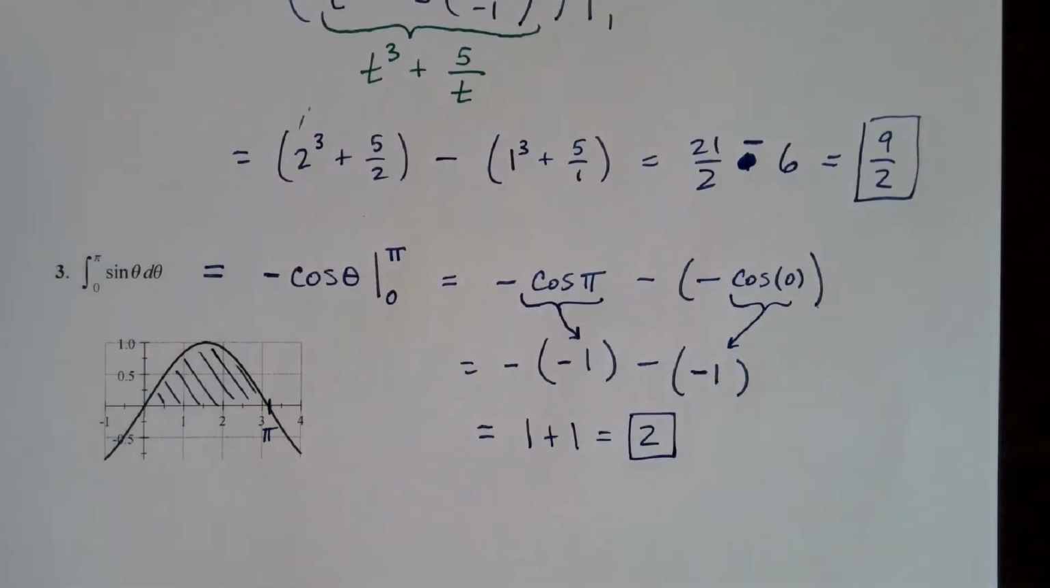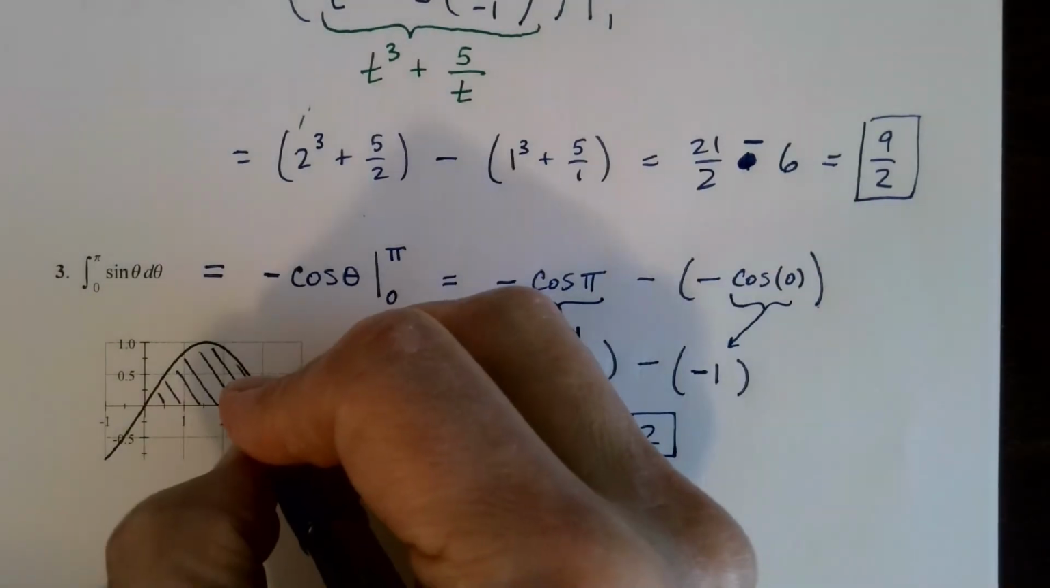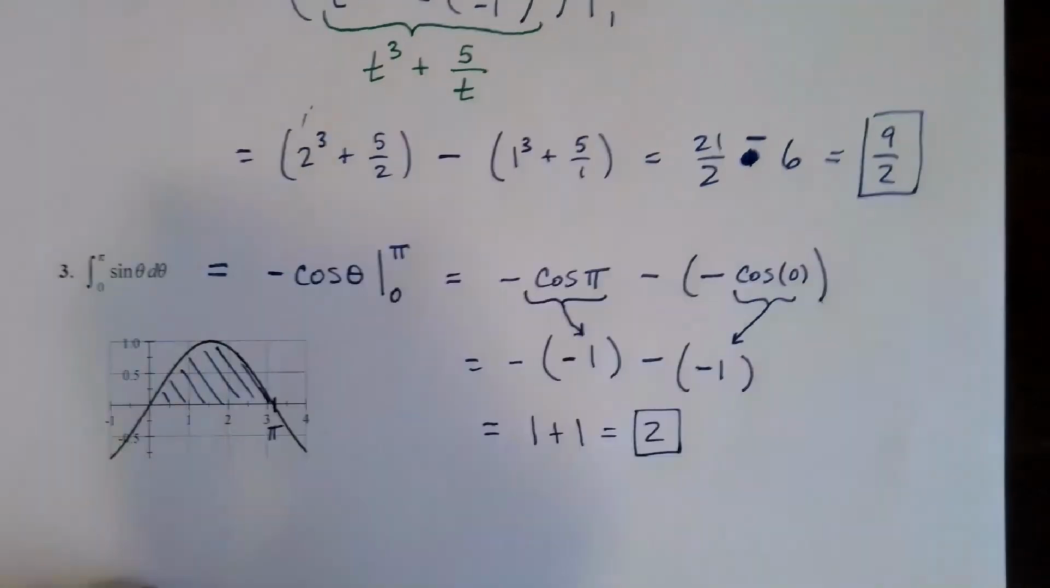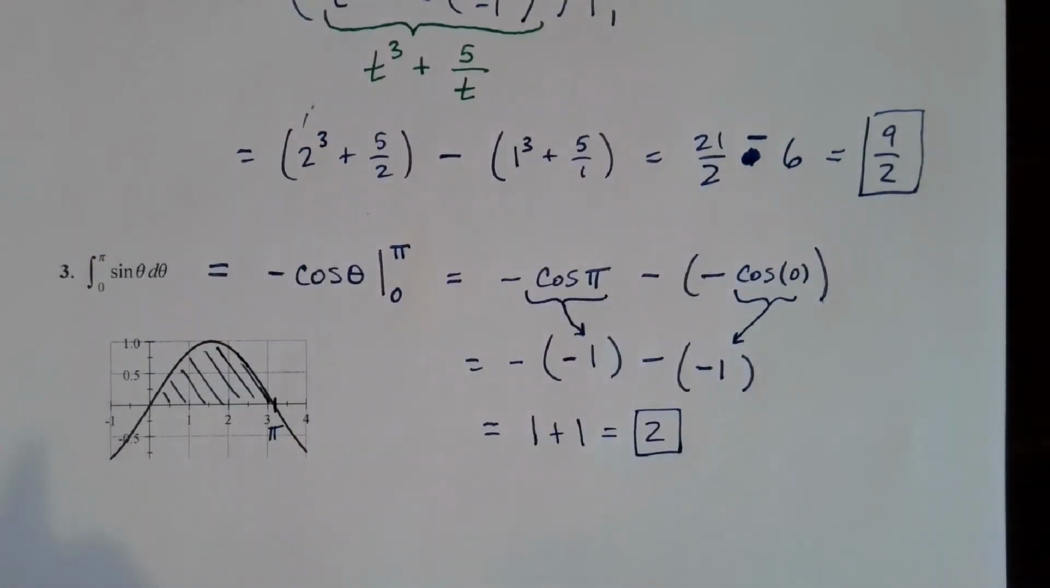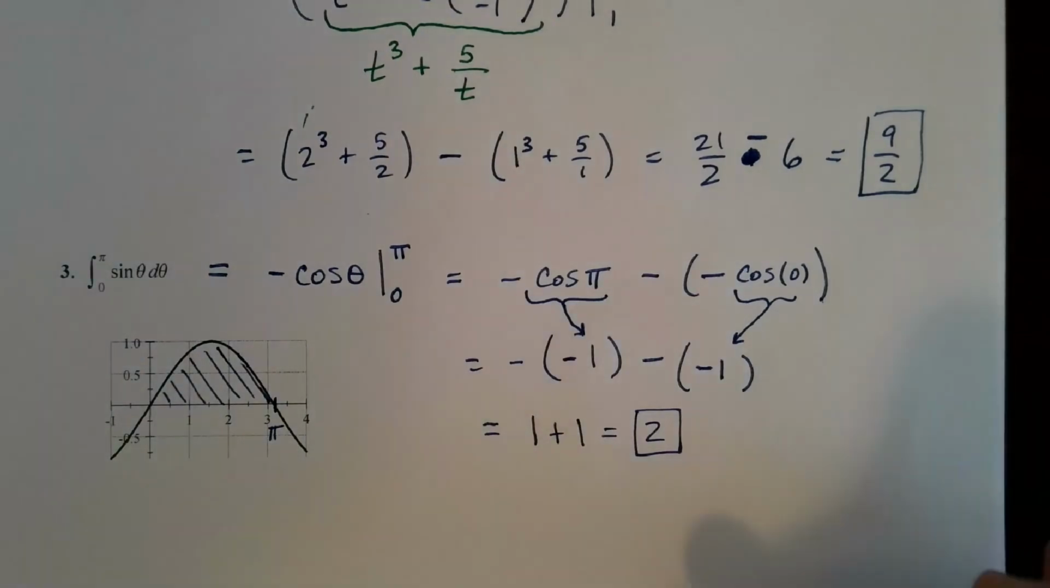Was that your guess? That shaded area was exactly equal to 2? That is pretty incredible. You don't expect it to be that nice of a number, but there it is. Okay. Let's look at a couple more examples here.